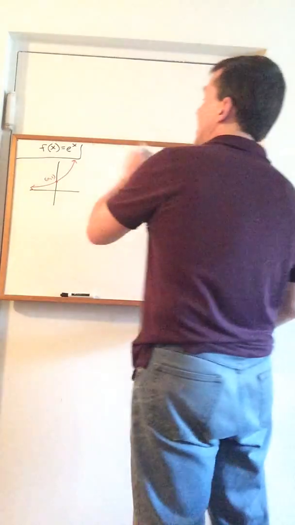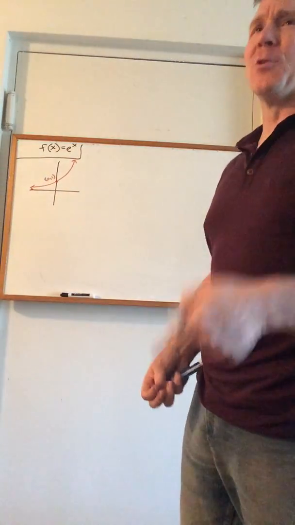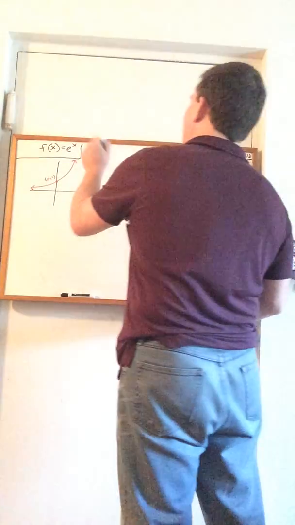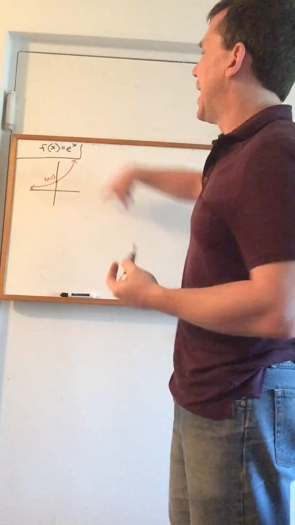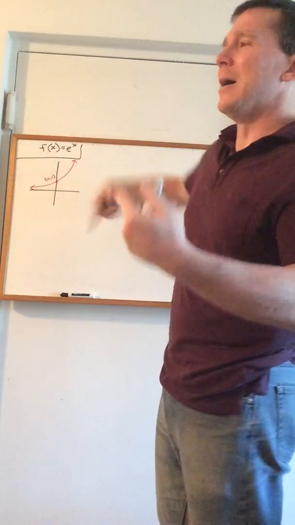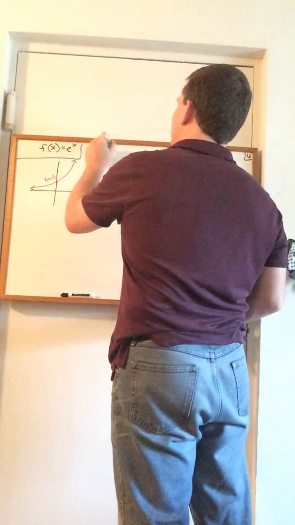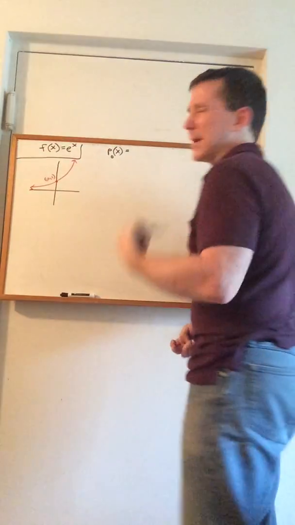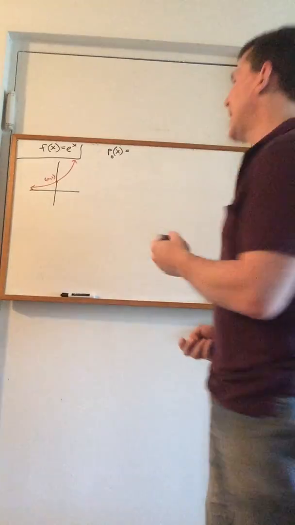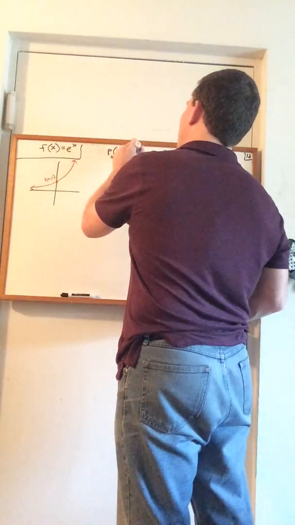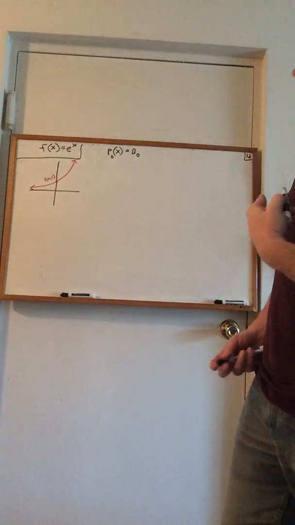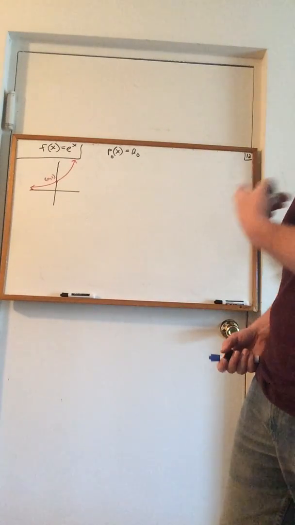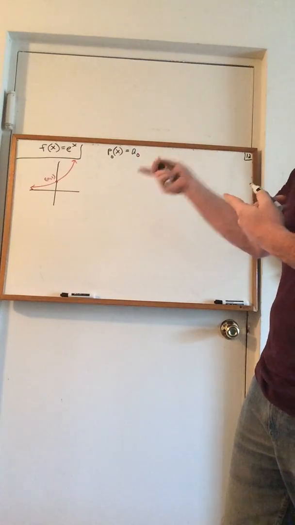Well, one thing I can do is start with the easiest polynomial possible, a constant function. Since I'm already using f of x there, I'm going to call the function that I'm creating p of x, and actually I'll call it p sub 0 of x. We'll see why later. If I have a constant, we'll call it a sub 0, I can find a constant to approximate that.